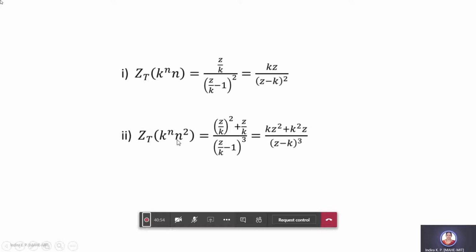Similarly, we have obtained z transform of n squared. So multiply n squared with k power n. You get z by k whole square plus z by k minus 1 whole cube. Make k square common denominator here, k cube common denominator here, and then simplify, you get this result. So we have used the scaling property to obtain the transform.